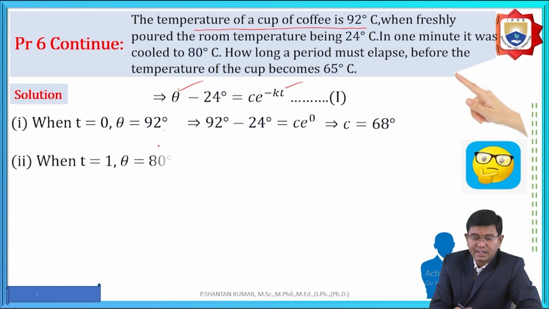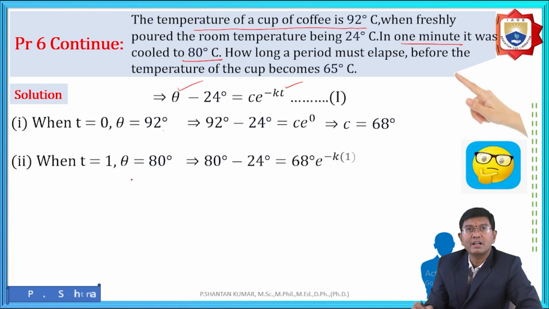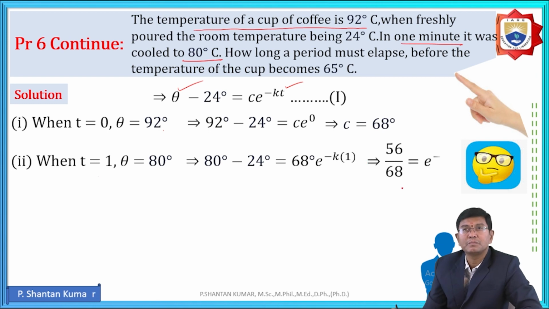After that, t = 1, because 1 minute is given. At the time of 1 minute, θ = 80 degrees, because in 1 minute it cooled to 80 degrees. Based upon t = 1 and θ = 80, we obtain the value of k.